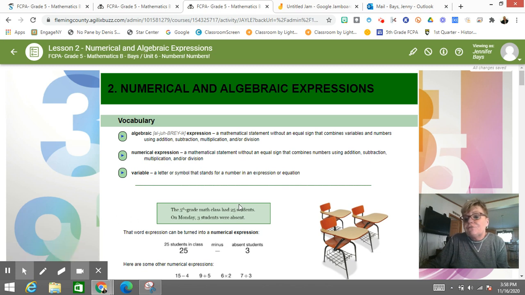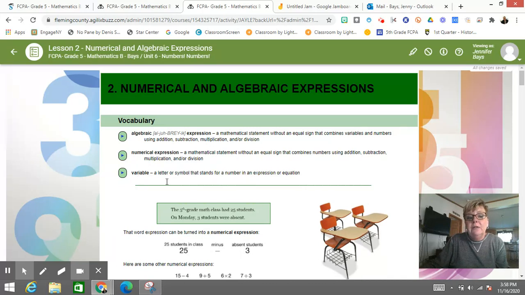Expressions. Expressions are just phrases. So like, what's up? That's a verbal expression. In math, you can have a numerical expression. That means it just has numbers in it. Or you can have an algebraic expression. If it's an algebraic expression, it can have a variable in it.